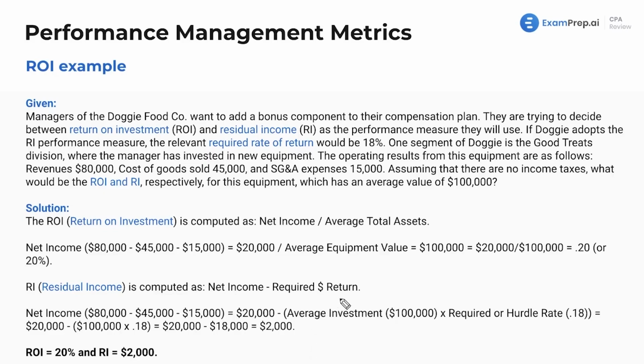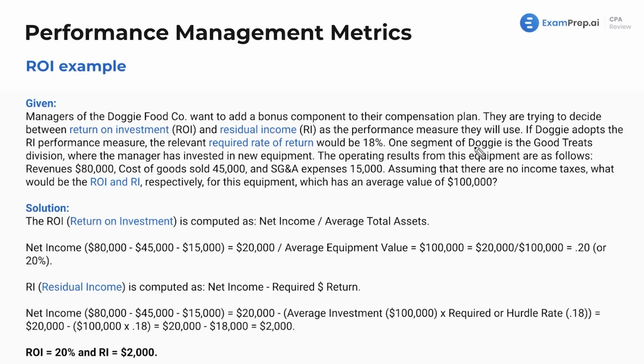So the required return is essentially just break even. So this is just money after you've broken even. That's really the best way to say it. The relevant required rate of return would be 18%. So generally, you should not accept a project if you're going to make 17% or even 18%. That means you'll just break even.